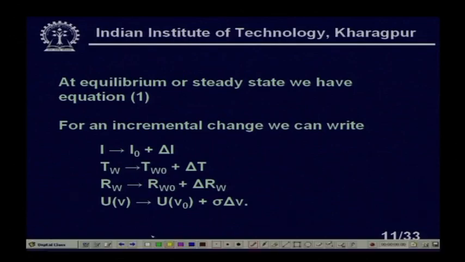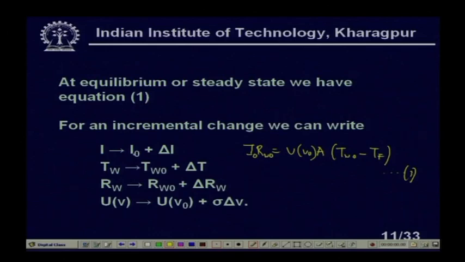Let us look at our very first equation. It looked like this: I naught squared RW equal to U V naught A times TWO minus TF. This is equation 1, is it not?